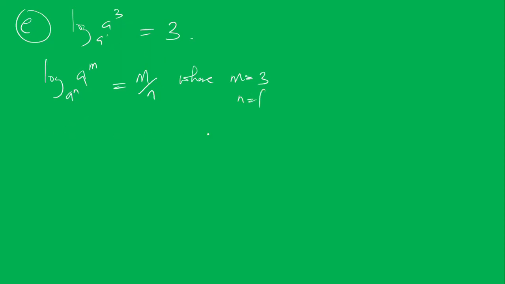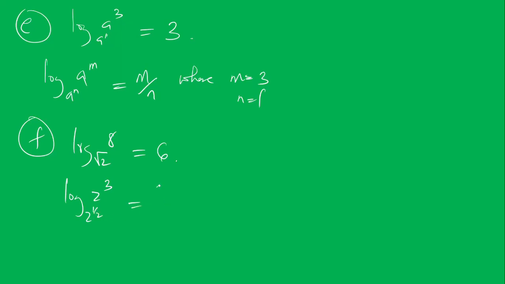So now let's look at F. F will have log of 8 to base square root of 2. This will give us 6 straight away. You just say log of 8 is 2 to the power 3, and the base is 2 to the power half.